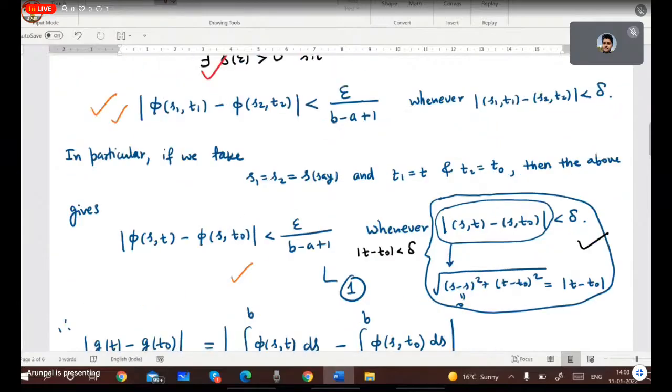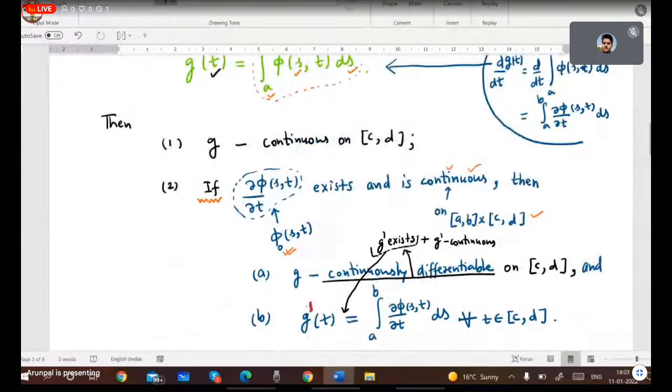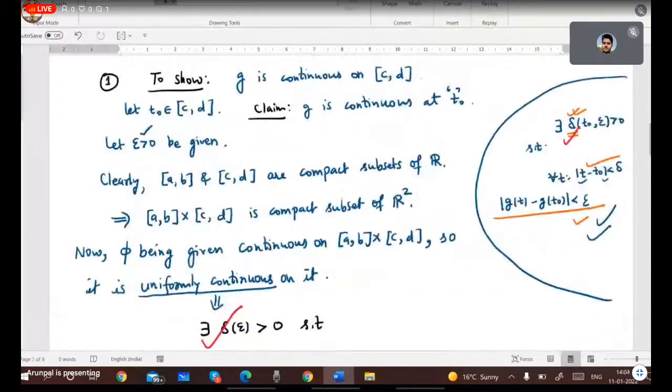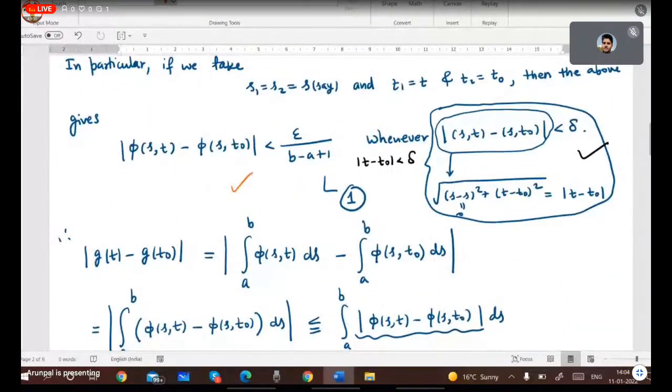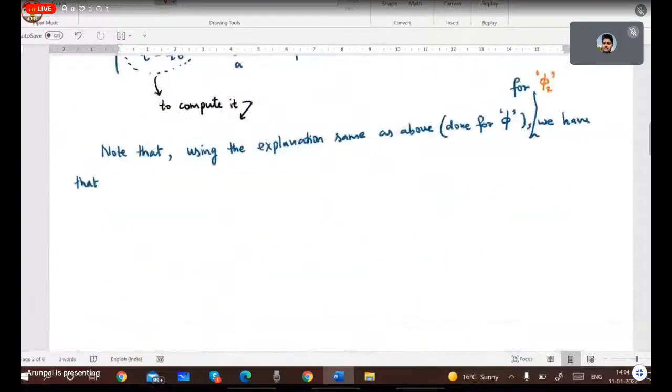Is this okay, class? It is given to us that phi naught is continuous. If it is continuous on this, then certainly it is uniformly continuous. And certainly for phi naught also, I can write number one. Is this okay, class? Yes, sir. Okay, fine, good enough.